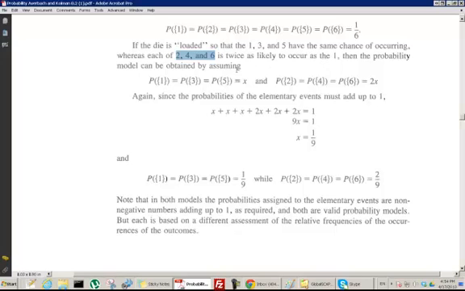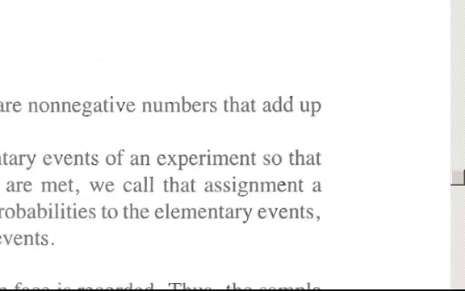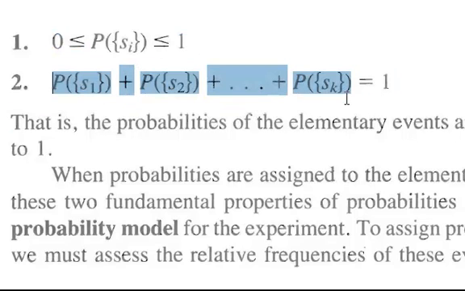Then the probability model can be obtained like this. We're saying that the probability of 1 is equal to the probability of 3 is equal to the probability of 5, and let's call that x. But the probability of 2 is not equal to these things, but it is equal to the probability of 4 and 6. And we're saying these are twice as likely as these, so this will be 2x. Okay, now we use these properties.